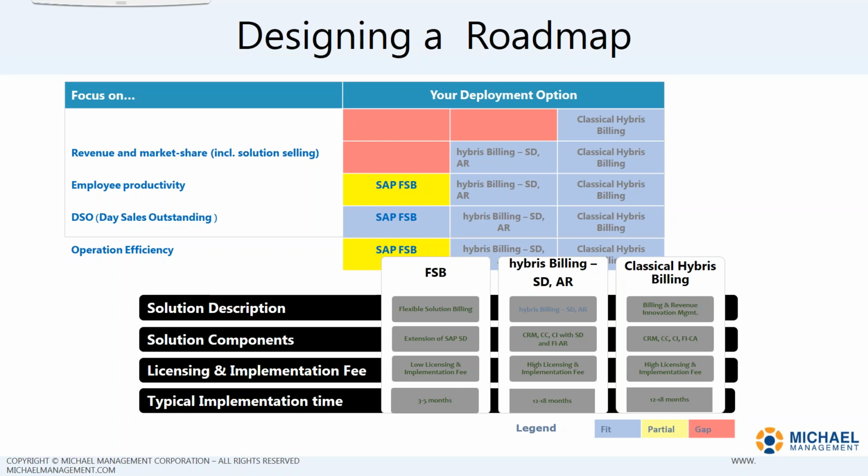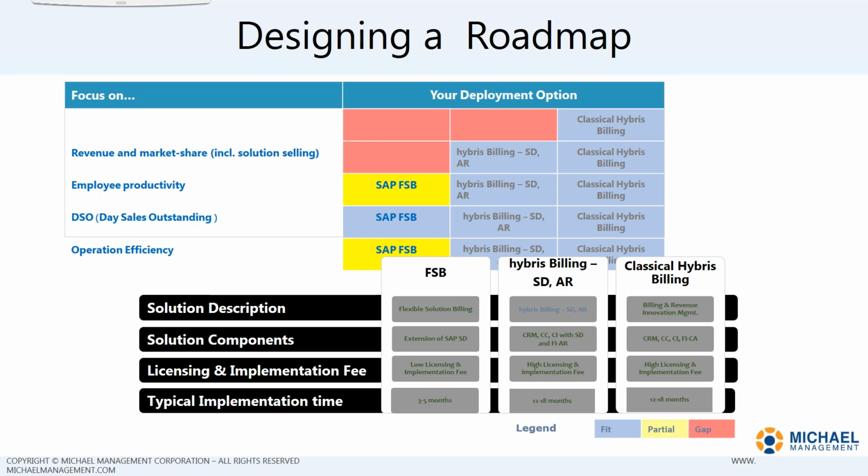And really, the key difference between SD and AR and the classical Hybris billing is essentially what you already have as part of a receivables component. Do you have FICA or do you not have FICA? And the number of transaction volumes. So those primarily are the key factors that determine whether you should be going with the Hybris billing with SD and AR, or should be using FICA. And of course, there could be other aspects as well, but the devil lies in the details, right? So we could always go into a situation where we can discuss and figure out what the right approach could be.